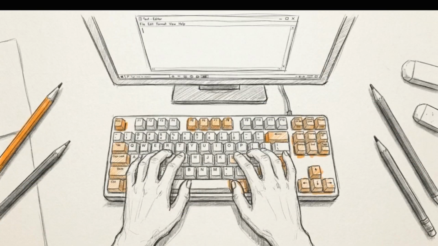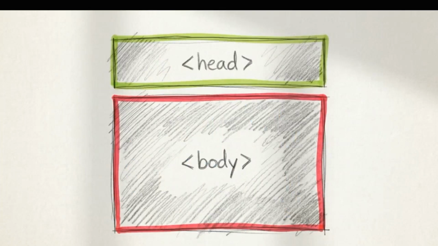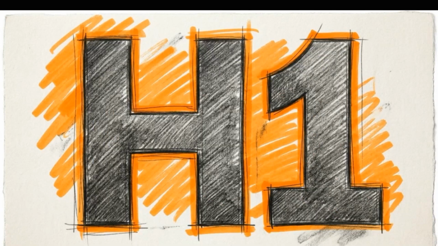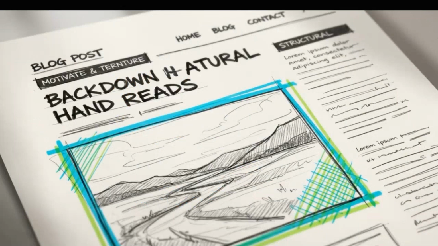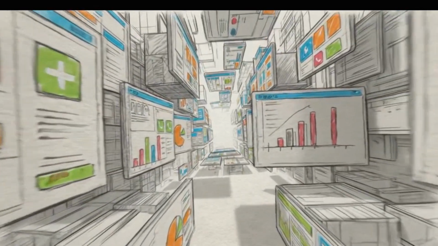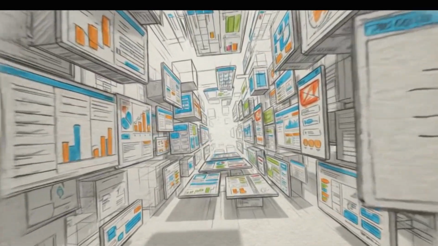Now it's your turn. Open a simple text editor on your computer. Type out your document declaration, build your head and body containers, drop in a heading tag, and load that file into your own browser. You'll see your code come to life. Mastering this invisible code is the absolute, unavoidable prerequisite for anyone who wants to build the modern web.